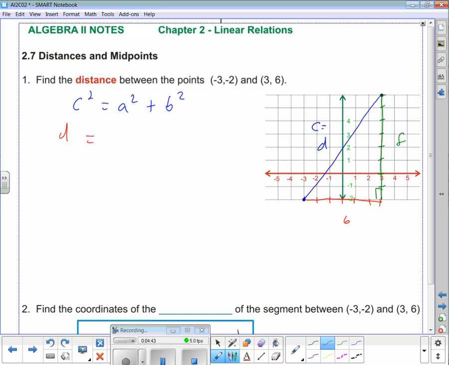So before I do the next step, would you agree that if you were going to solve the Pythagorean theorem for C, technically you would take the square root of both sides, right? To get to C from C squared. So the distance formula, because it's going to be D and not D squared, we have a square root symbol. It's just a Pythagorean theorem.